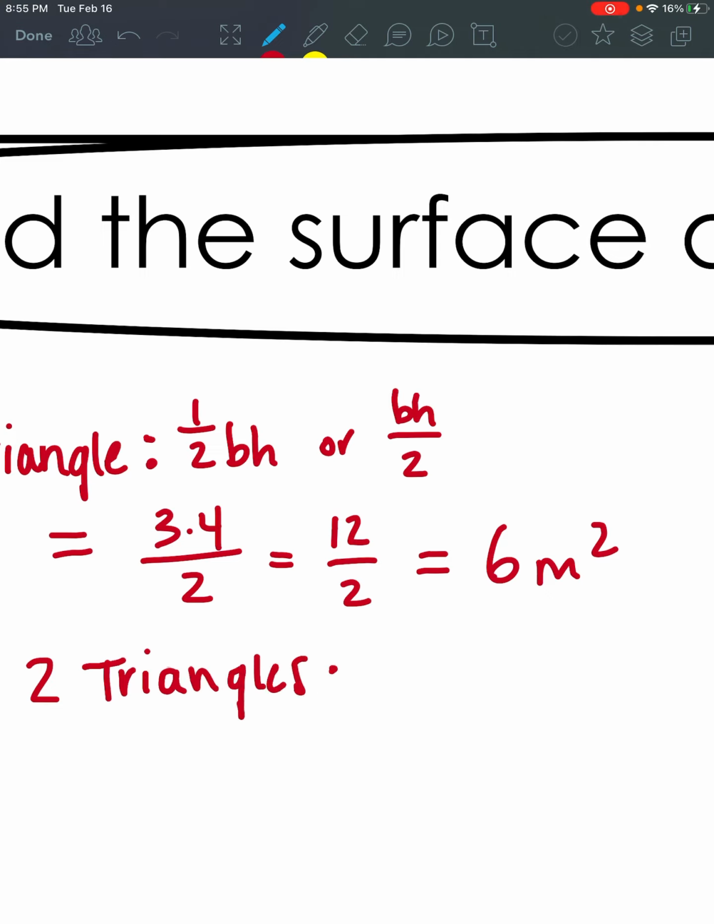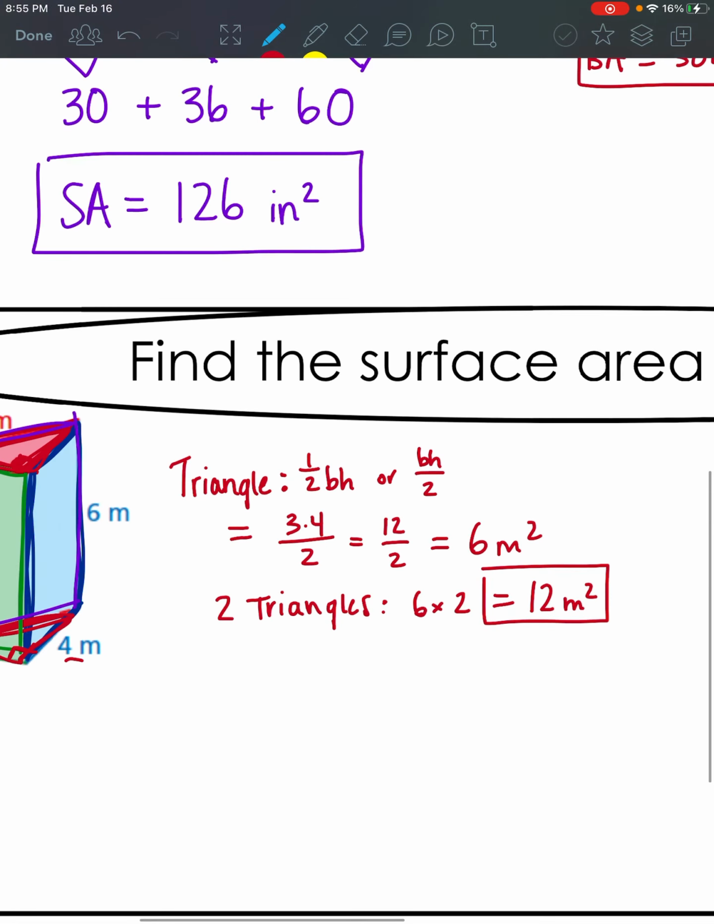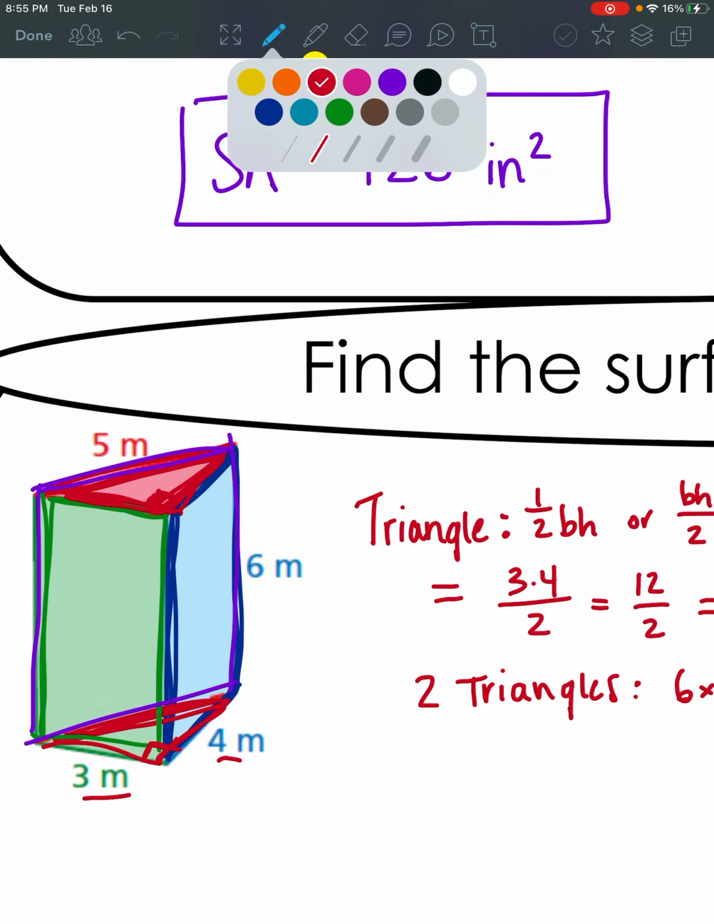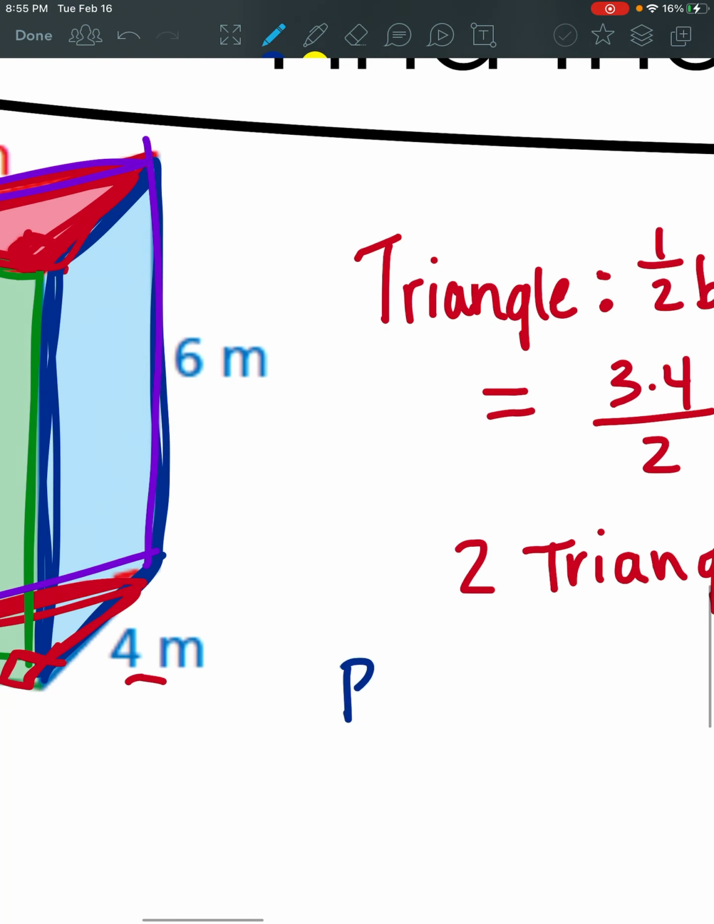So we are actually going to take that 6 and multiply it by 2. Now, some of you may have seen that since there were 2 triangles, we actually didn't have to divide by 2 because we were going to multiply in the end. But if you didn't see that, then you may have divided by 2 and then multiplied by 2 to get the 2 triangles. Okay?